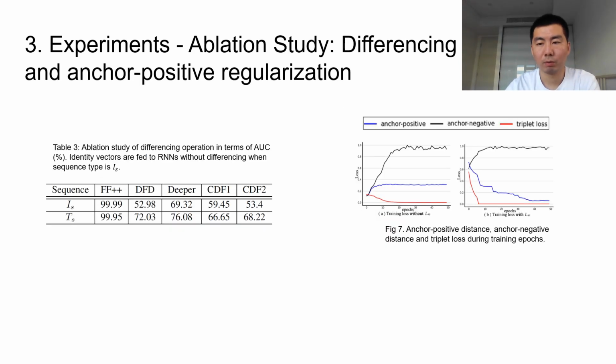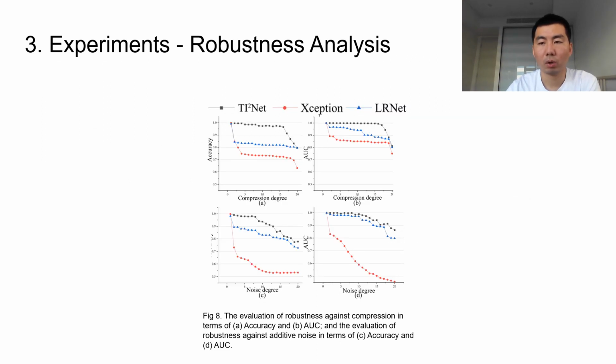In the ablation study, we first researched the effectiveness of the differencing operation. We noticed that the differencing improves the generalization ability and prevents the framework from overfitting to certain identities. We also noticed that the anchor-positive regularization term contributes to the convergence of triplet loss by avoiding simultaneous increasing of anchor-positive and anchor-negative distance. We also evaluated the robustness of the framework.